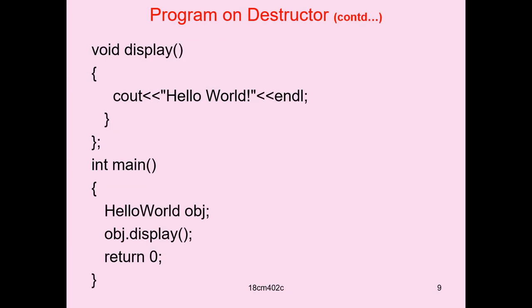And in main, we are creating an object for the class HelloWorld, and using that object we are invoking the member function display. As all of us know, we need not call the constructor using the object. Only at the time of creating the object for the class, it automatically invokes the constructor. So we do not call the constructor function using the object. We call only the member function display using the object.